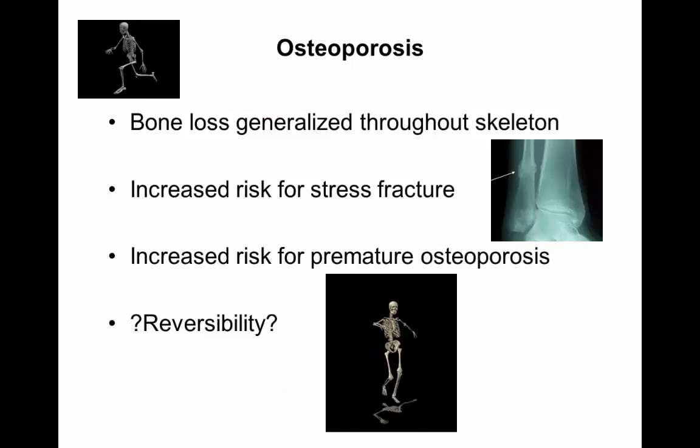Osteoporosis is characterized by general bone loss throughout the skeleton. We are at an increased risk for stress fracture. There's also an increased risk for premature osteoporosis based on the female athlete triad. There is some question as to whether osteoporosis is reversible. Some new research has suggested with the proper medication, nutrition, and skeletal muscle loading that some of the effects of osteoporosis may be slightly reversible.